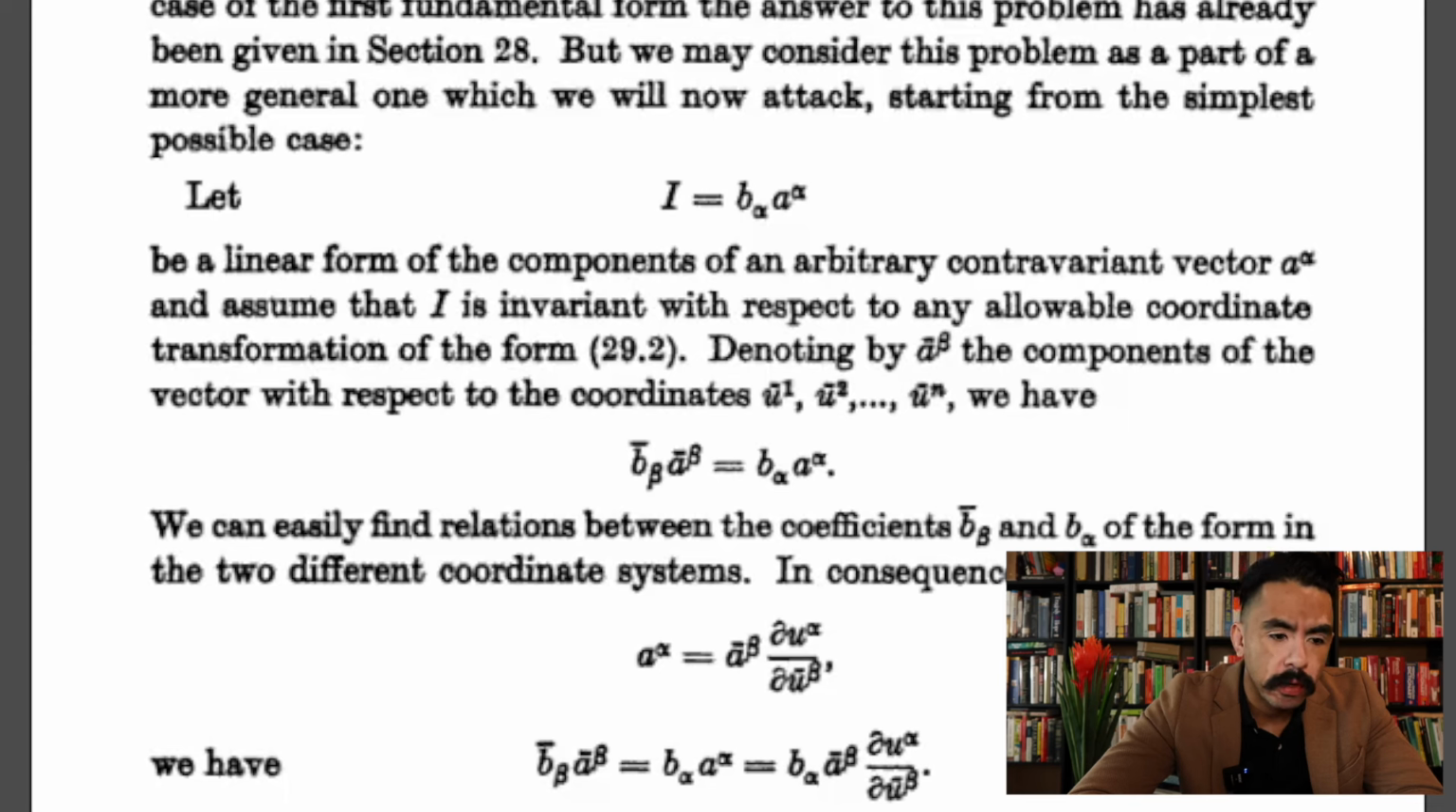Let I equal b sub alpha a superscript alpha. Let I be a linear form of the components of an arbitrary contravariant vector a alpha and assume that capital I is invariant with respect to any allowable coordinate transformation of the form u alpha, or u over bar alpha. Denoting by a over bar beta the components of the vector with respect to the coordinates u over bar 1, u over bar 2, etc. through u over bar n, we have b over bar sub beta times a over bar superscript beta equals b sub alpha times a superscript alpha.